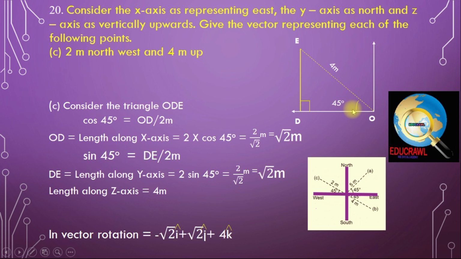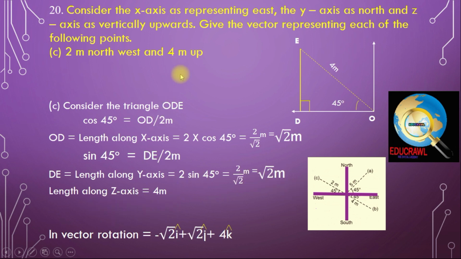Again we are finding cos 45 and sin 45 to get the length along the x-axis and the length along the y-axis. If you follow the same method, you will get the length along the x-axis as 2 by root 2. 2 can be written as root 2 into root 2. So in the numerator you have 2 root 2, in the denominator 1 root 2. Cancelling it out you will have root 2 meter. So the length along the x-axis is root 2 meter. Similarly, the length along the y-axis will again be root 2 meter.